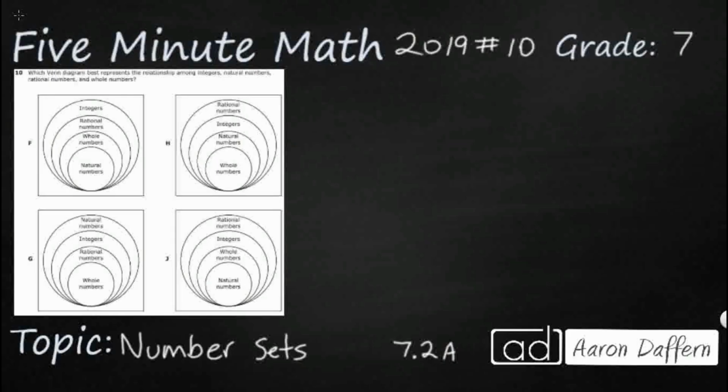So we have 4 different sets of Venn diagrams, and it looks like we've just got circles inside circles inside circles. And we need to make sure we understand the difference between these types of numbers: integers, natural numbers, rational numbers, and whole numbers. So let's just take those one at a time.